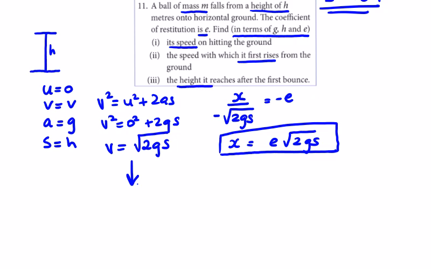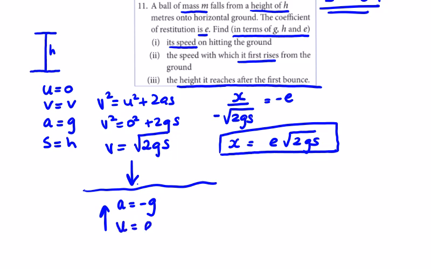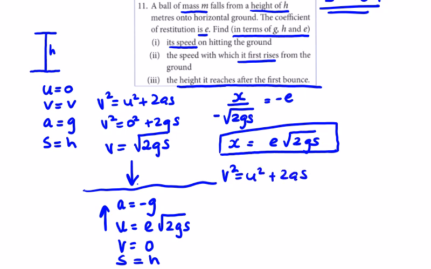And then the height it reaches after its first bounce, so it's going back up in the air. a is going to be equal to minus g. The new speed, u, is equal to e times the square root of 2gs. It's going to stop before falling back down to earth, and we're asked for the height that it reaches, so we'll call this h, the height. So I think all we can do here is plug it into the formula. v squared is equal to u squared plus 2as, and see what we get.